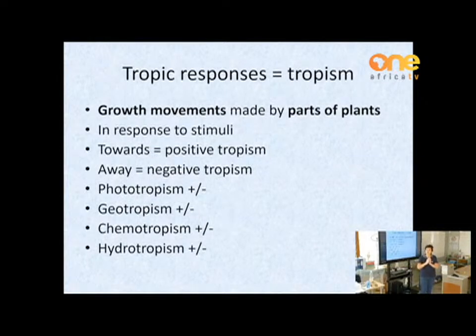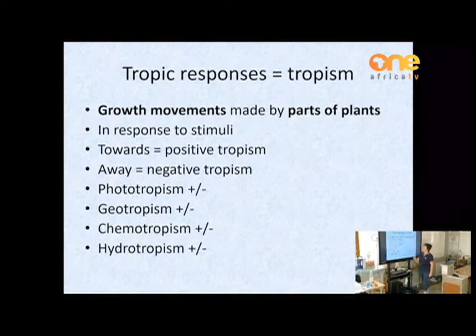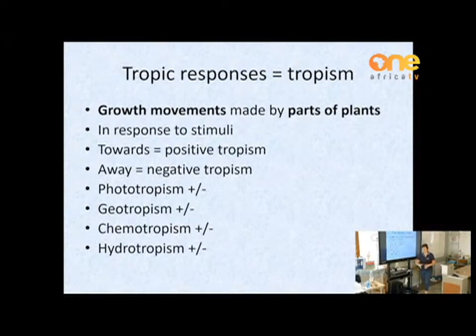When we are looking at this ability of a part of a plant to grow towards light, or like the roots that are growing towards gravity, it is called growth movements, and it's made by a part of a plant. Therefore, we say a plant will not move itself out of the soil or its pot. It will only have different parts that will grow in a specific direction. If we have a response towards a stimulus, we will say it's a positive tropism. If it is away, it is a negative tropism.